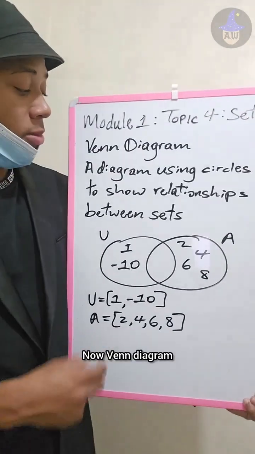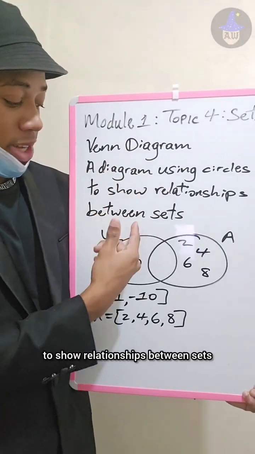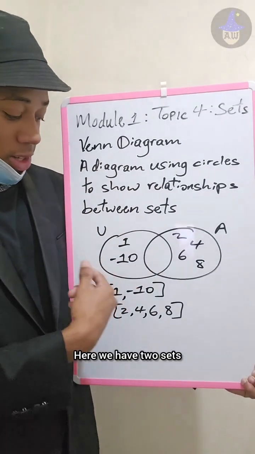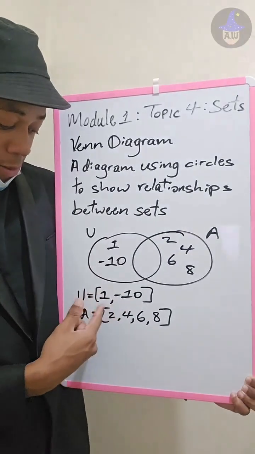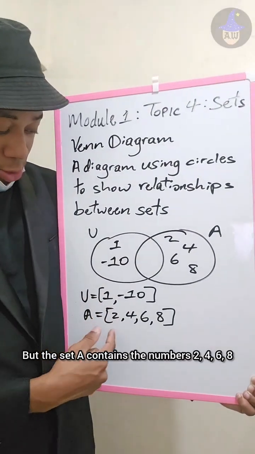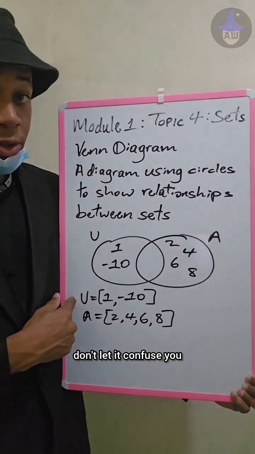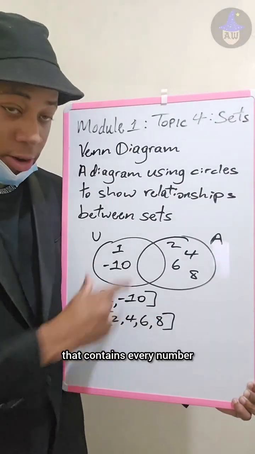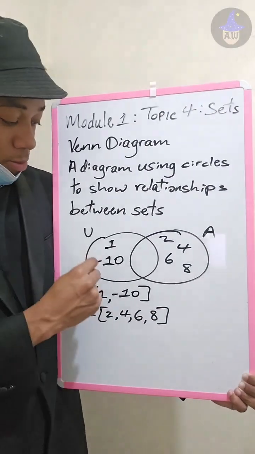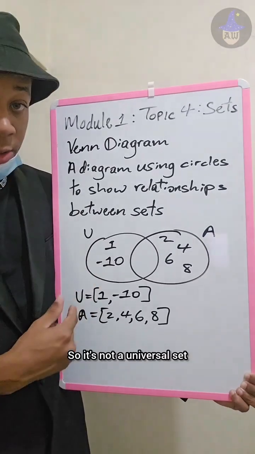Now Venn diagram. A Venn diagram is a diagram using circles to show relationships between sets. Here we have two sets. Set U contains the numbers 1 and negative 10, but the set A contains the numbers 2, 4, 6, 8. Although you see the letter U, don't let it confuse you. A universal set is a set that contains every number, but this U contains only 1 and minus 10, so it's not a universal set.